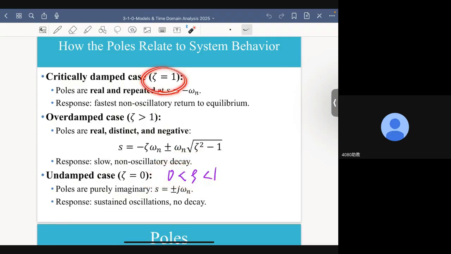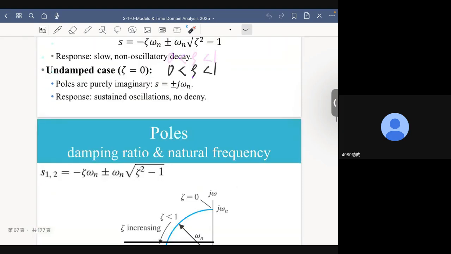For the case of eta equal to 1, we call it the critically damped case. For eta larger than 1, the poles are a pair of distinct real numbers, okay? This is referred to as the overdamped case. The reason why it is overdamped is that among these three cases, this case has the largest value of damping ratio, okay? For the underdamped case, eta is between 0 and 1, okay?